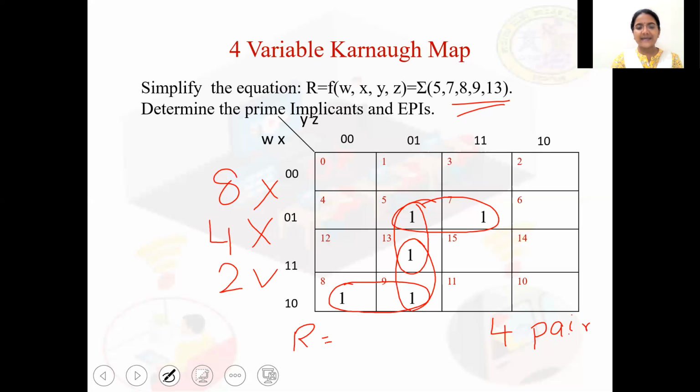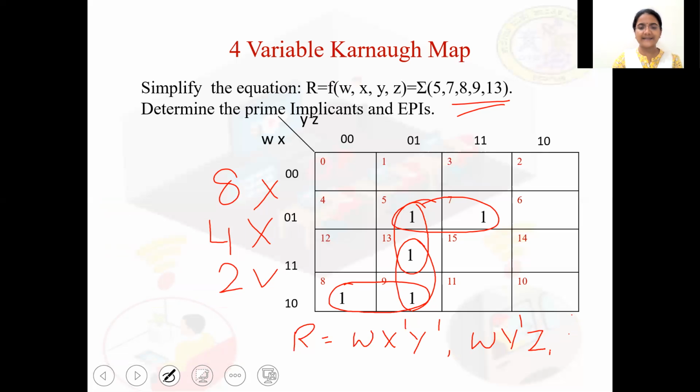Here, when we group 8, 9, what we will get? The term W, X bar, and then from these 2 columns we will get Y bar. Next, what am I getting? When I group 13 and 9, I will get W, and from this column I am getting Y bar Z.